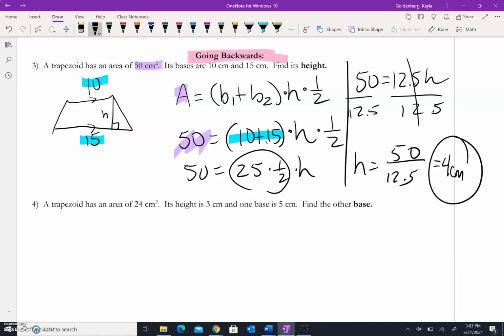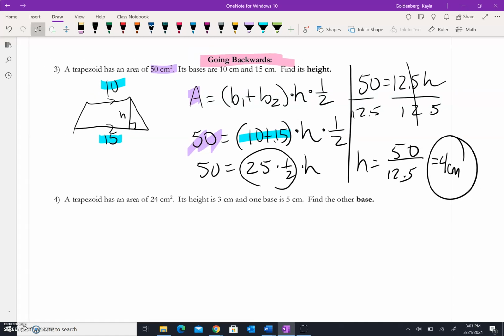Okay, and then we're going to do this one. This one is a little bit different with what clues we've got. In this case, I have the area. I do actually have a height. I'm going to draw my height here. It's 3. One of the bases is 5, and the other one we don't know. I'm going to call that maybe B for base.